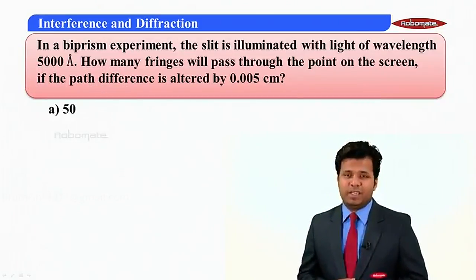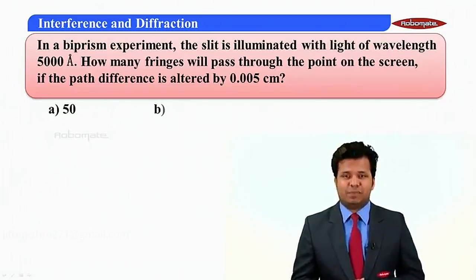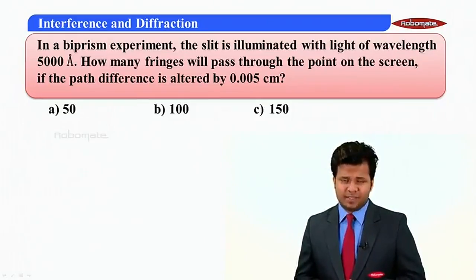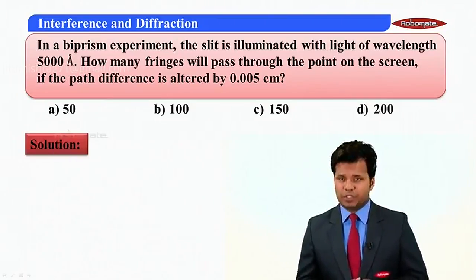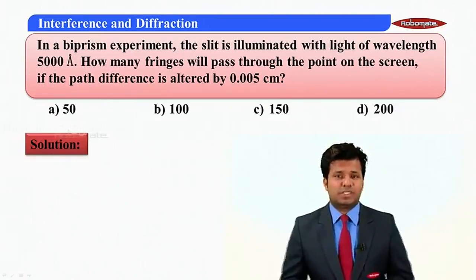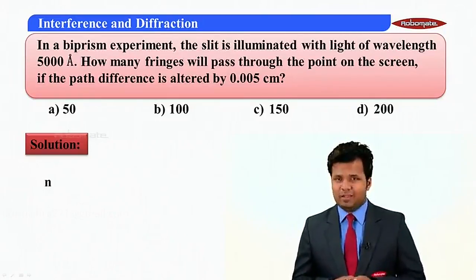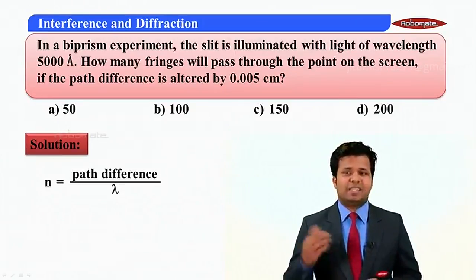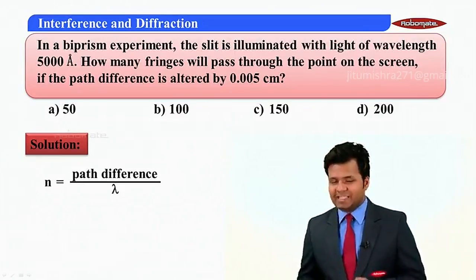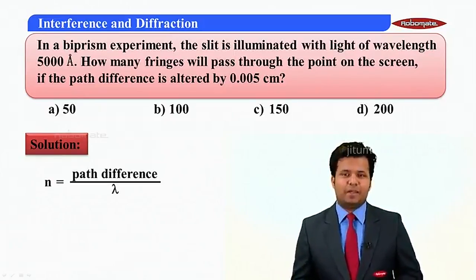So we just need to find out the number of fringes. The given data are clear. The options are: A is 50, B is 100, C is 150, D is 200. Let us begin with the solution. The solution starts from n equals the path difference upon lambda. As we know, path difference is n lambda, so we can say n is equal to path difference upon lambda.